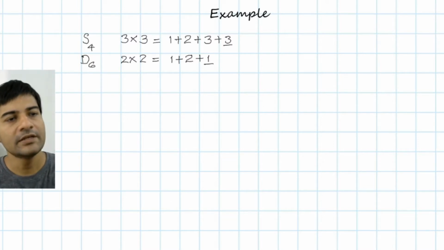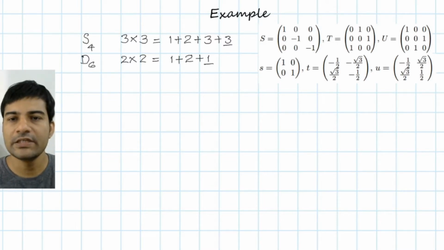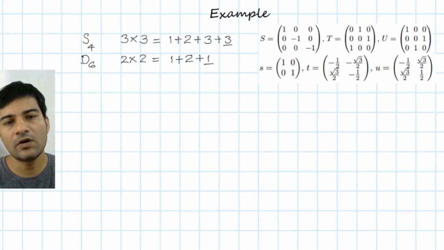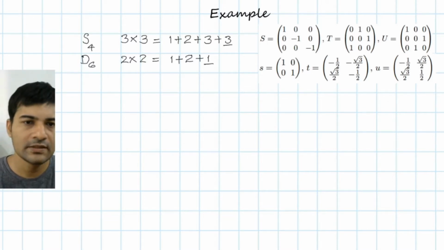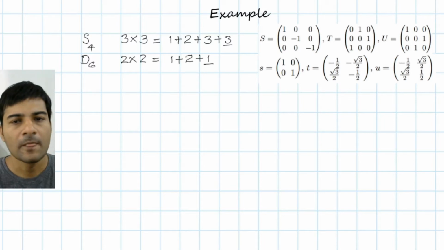As a convenient basis, I use the matrices S, T, and U given here. The capital S, T, U are the generators of 3 of S4, and the small s, t, u are the generators of both 2 of S4 and 2 of D6. Of course, small s is trivial.